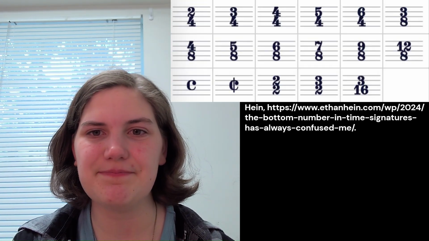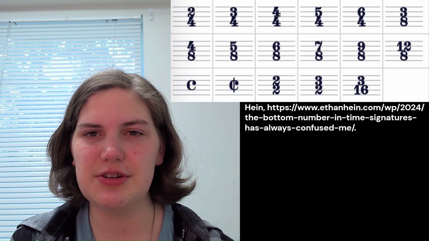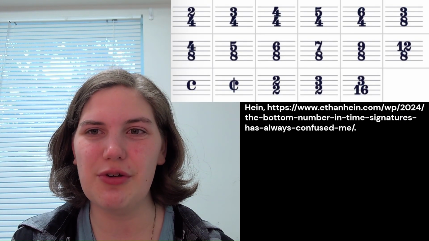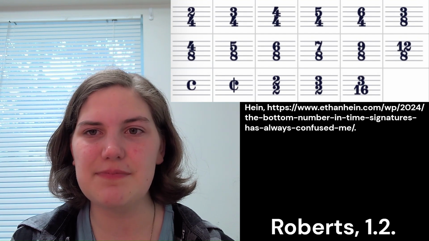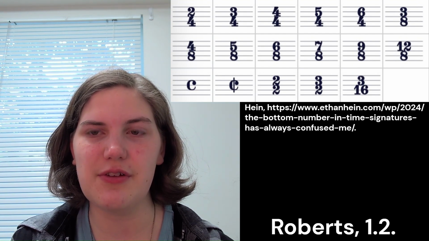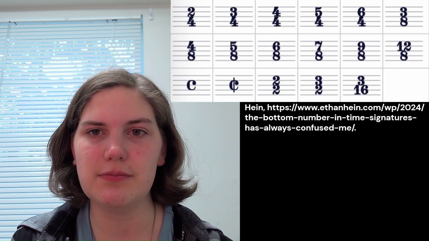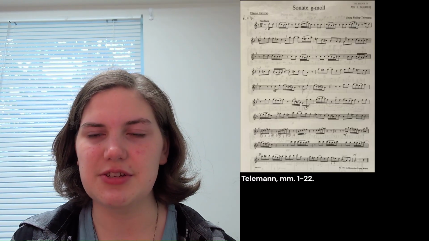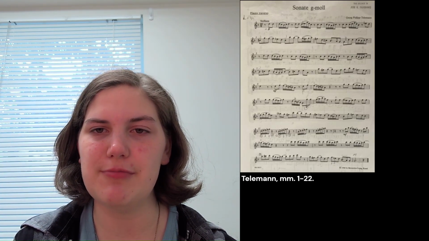Rhythm in music is usually indicated by a time signature, which will look like these. A time signature tells a musician two things. The bottom number indicates which note gets the principal beat, and the top number indicates how many of that note is in each measure. For example, in Telemann's Sonata in G minor, the time signature is 12/8 time. This means that an eighth note gets the beat, and there are 12 of them per measure.